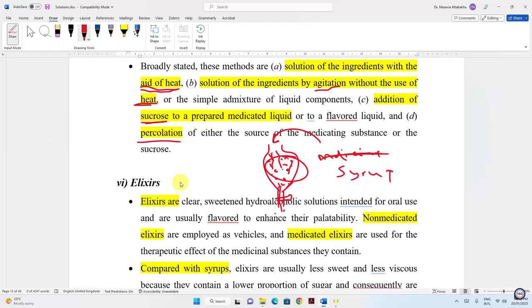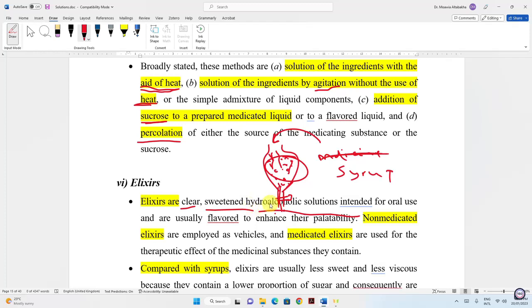Another type of preparation, and here you always need to think about the comparison between elixirs and syrups. Elixirs are clear, sweetened, hydroalcoholic solutions intended for oral use. They are usually flavored to enhance palatability or taste. Okay, don't forget the following. They are sweetened just like syrup, but the vehicle is always hydroalcoholic.